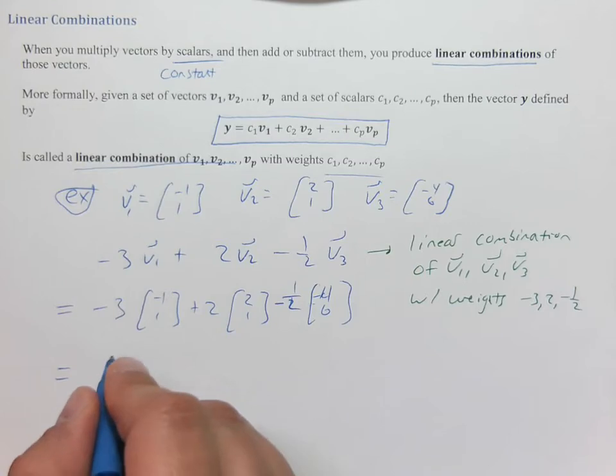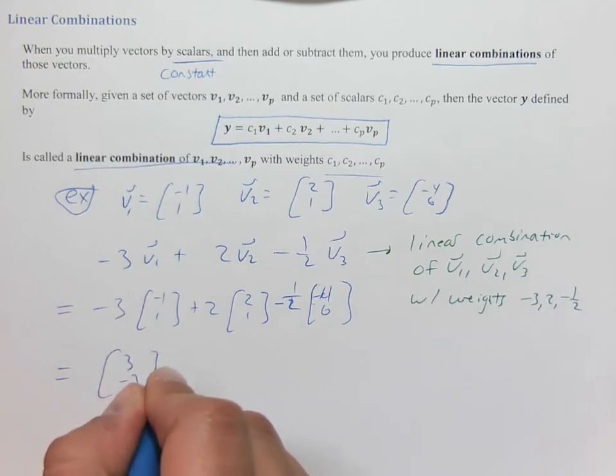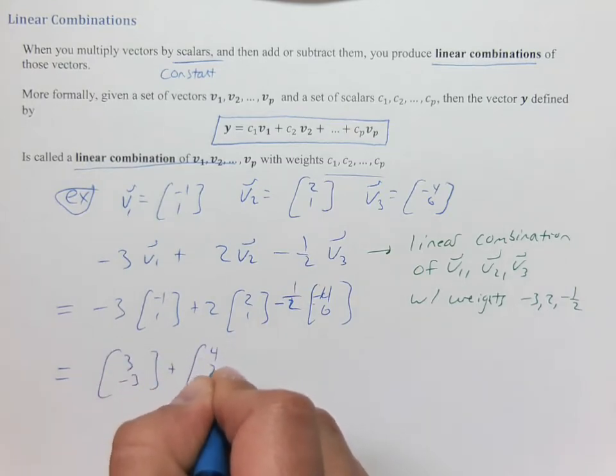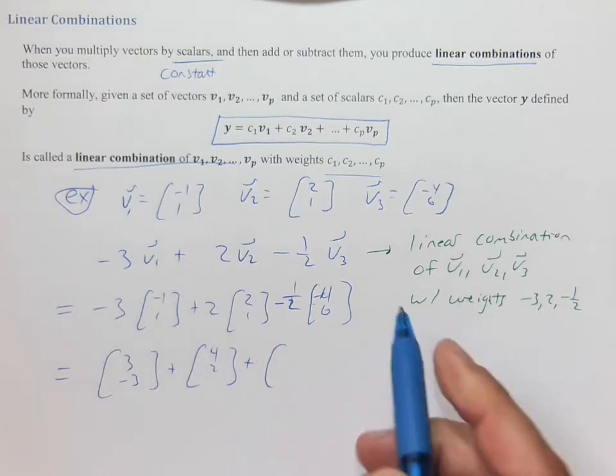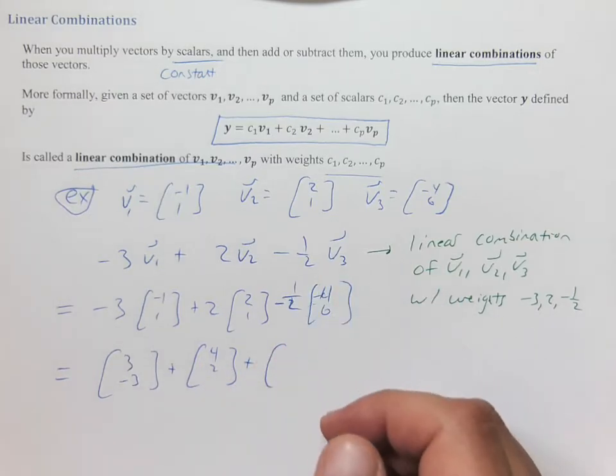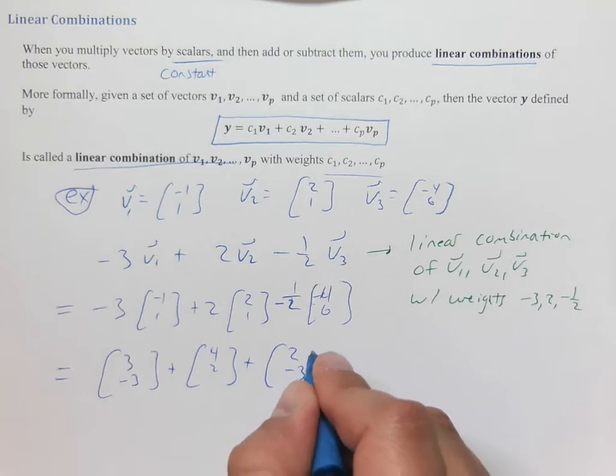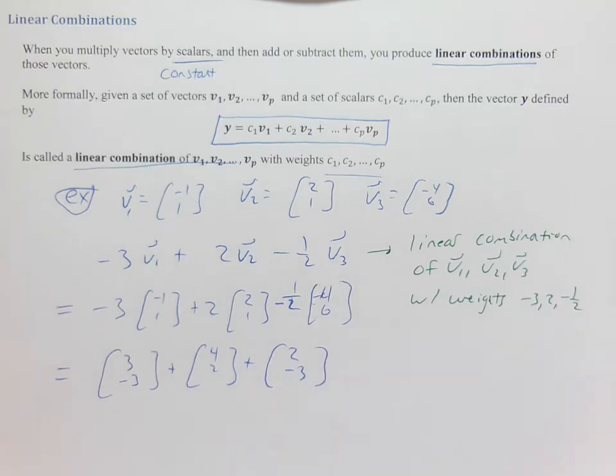And so this becomes 3, minus 3, plus 4, 2. And then in this case, you multiply by minus 1/2, so we'll have 2, minus 3. And then when we add them together, we just add the individual entries. So 3 plus 4 plus 2 is 9. Minus 3 plus 2 minus 3 is minus 4. So this 9, minus 4 is a linear combination of vectors v1, v2, v3.